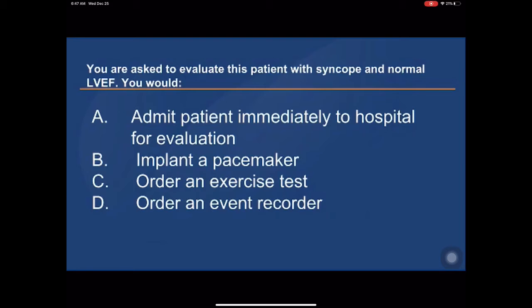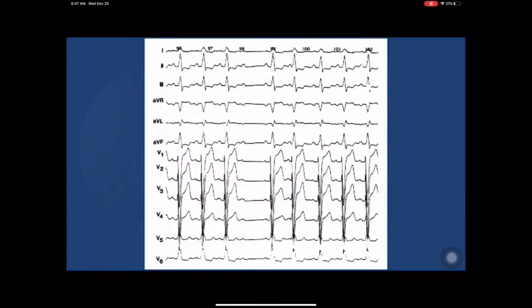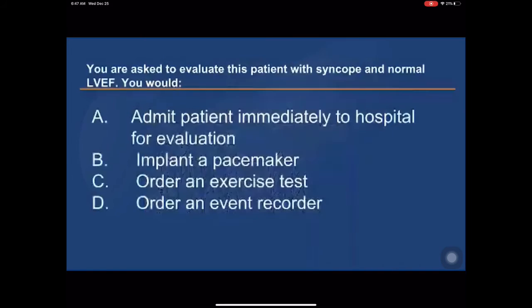So now you have this patient, they have this tracing, and I'll tell you there's no change in the PR interval, and you suddenly have a P that doesn't conduct. And my question for you is, do you immediately admit this patient to the hospital for evaluation? Are you really worried? Do you say, the heck with that, I'm just going to implant a pacemaker, I've already proven Mobitz 2. Do you order an exercise test? Maybe you want to see something else going on, or do you give them an event recorder?